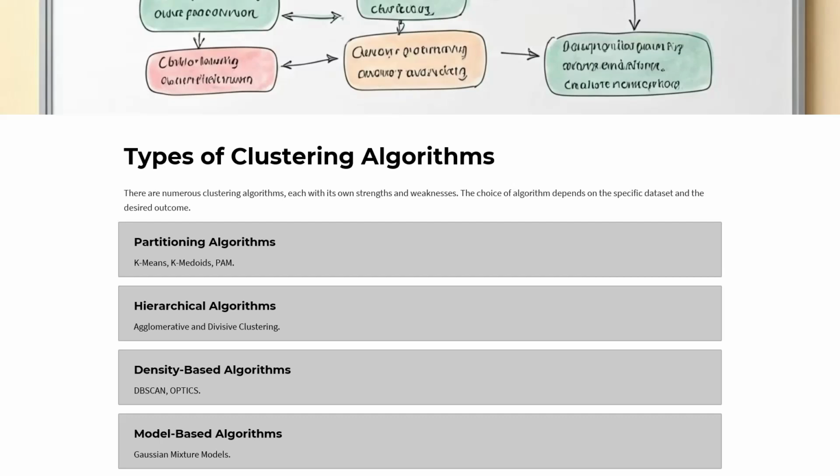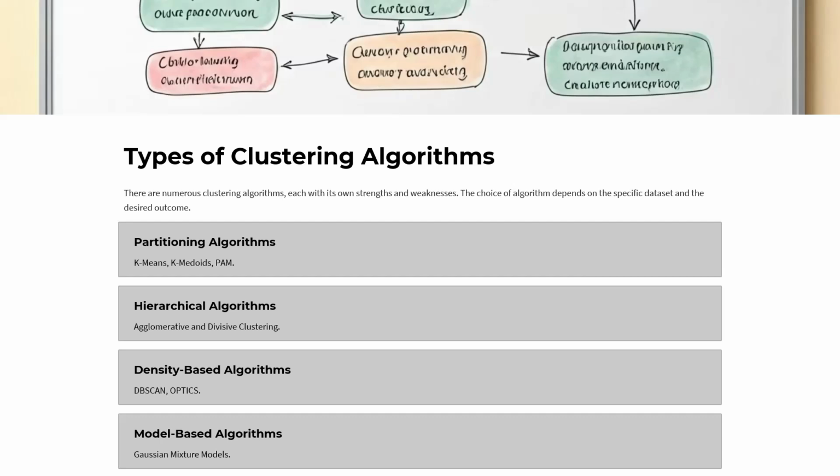We'll move to the third slide that describes the types of clustering algorithms. There are several clustering algorithms, each with its own strengths and weaknesses, depending on the nature of the dataset. The most commonly used types include partitioning algorithms. These algorithms, like k-means and k-medoids, divide the data into distinct clusters by minimizing the distance between points and their respective cluster centroids. Then come hierarchical algorithms. These build a tree of clusters which can either be agglomerative, merging smaller clusters into larger ones, or divisive, that is splitting a larger cluster into smaller ones.